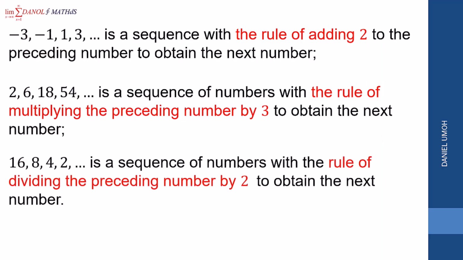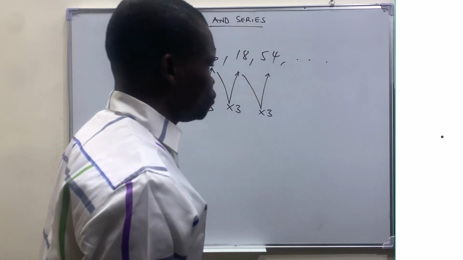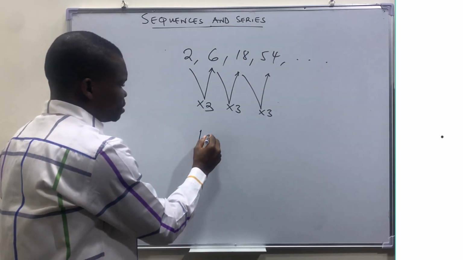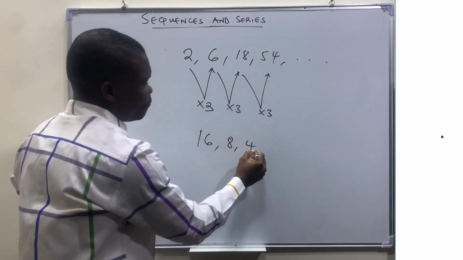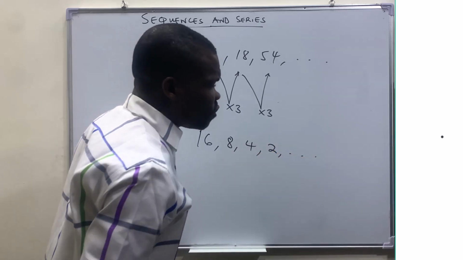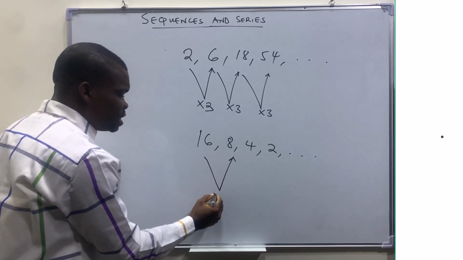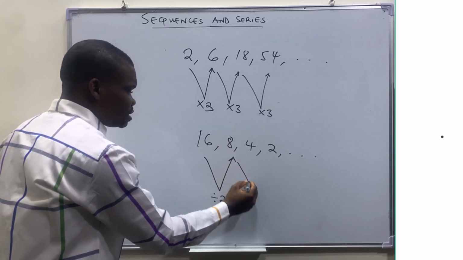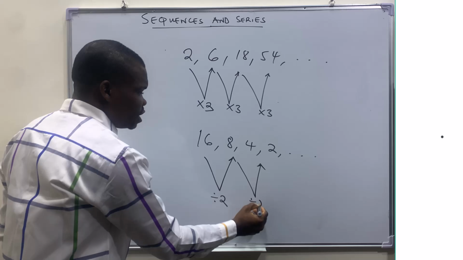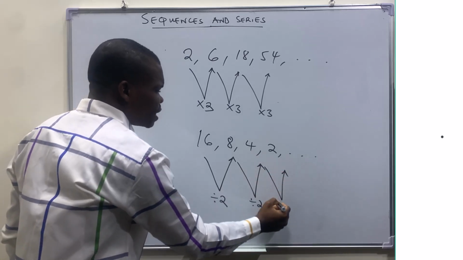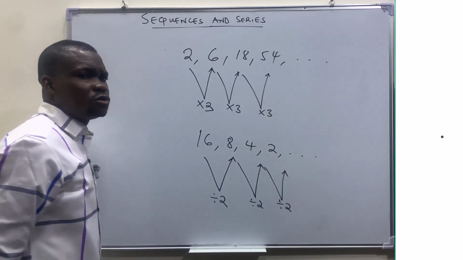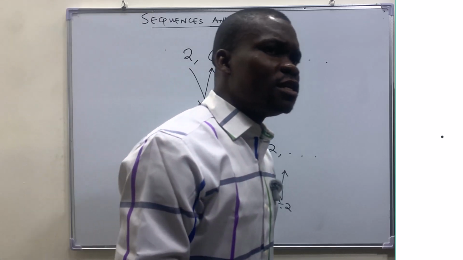Final example, the sequence 16, 8, 4, and 2 is formed with the rule of dividing the preceding number by 2. How do we do that? Look at the sequence 16, 8, 4, and 2. So the rule of formation is that we divide the preceding number by 2. So 16 divided by 2 gives me 8. 8 divided by 2 gives me 4. 4 divided by 2 gives me what? 2. So you can see that this is a sequence.